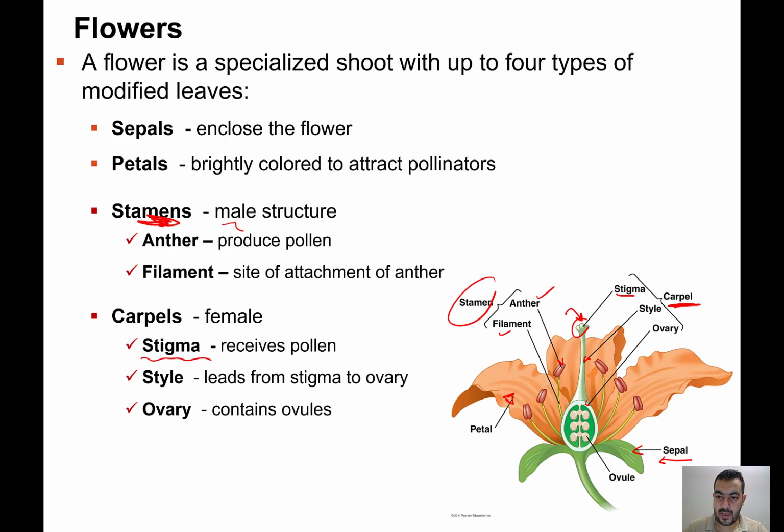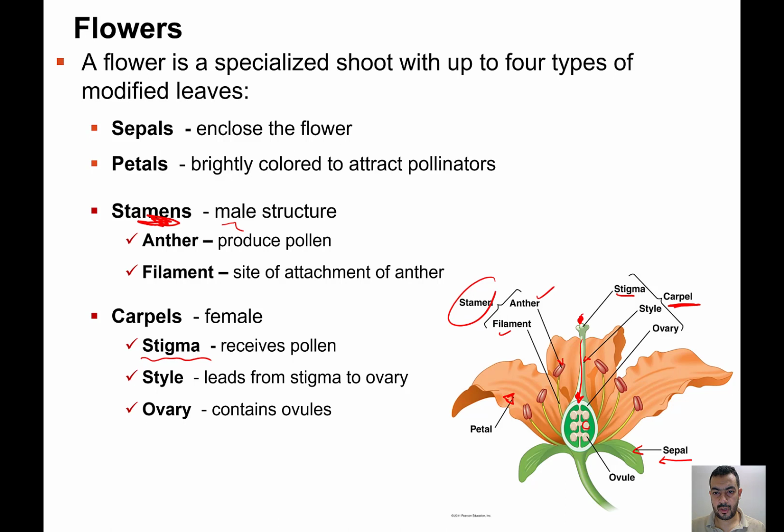Then finally we have the ovary, where we have the ovules. If you can see here, these are individual ovules. They are contained in an organ called the ovary. So the ovary contains the ovules, or produces the ovules, and it is also the ultimate site for fertilization. So the pollen will fall here on the stigma. Then it will move on through the style, and it will reach the ovary, where fertilization will occur.